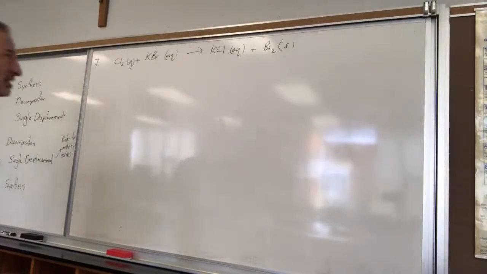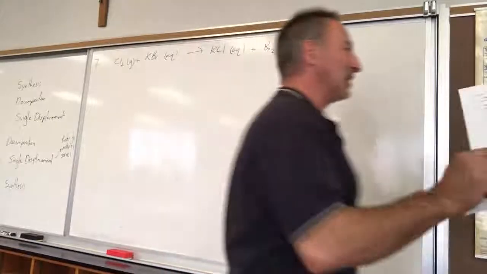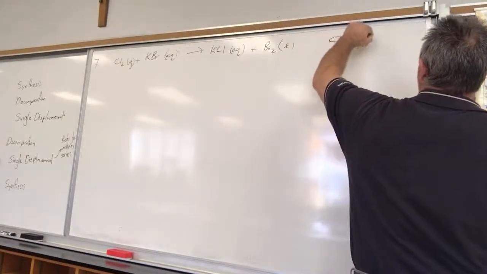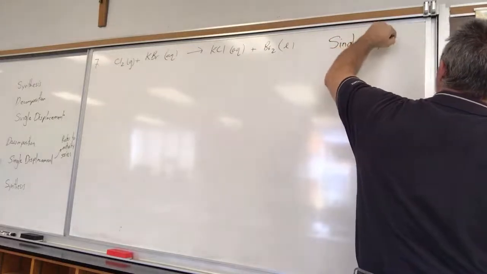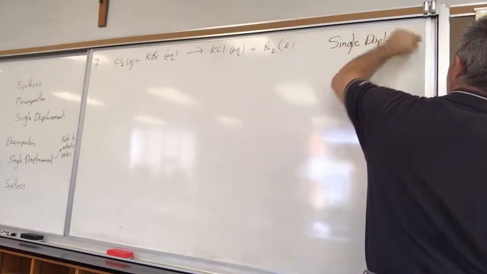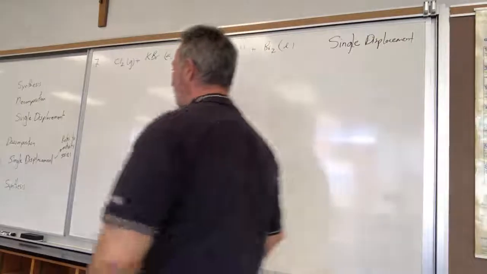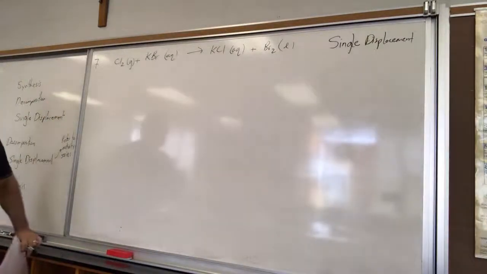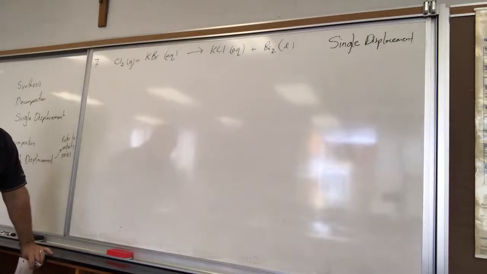This is also a single displacement reaction, but what's happening is you're displacing halogens. And the reactivity is such that the higher up you go on the periodic table, the more reactive it will be and capable of displacing the one below it. So bromine will displace iodine, and chlorine will displace bromine, and fluorine will displace chlorine, because they're higher up on the periodic table on the right hand side.